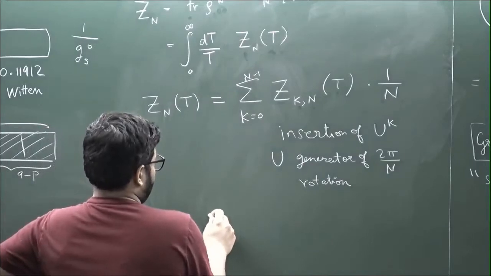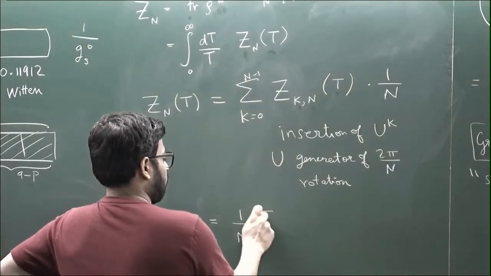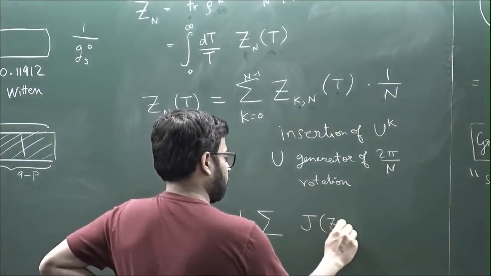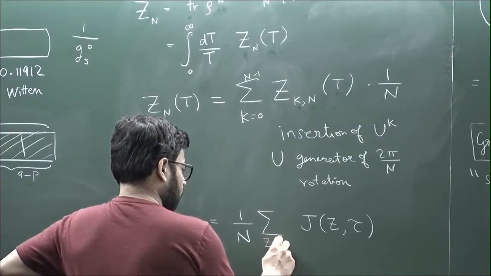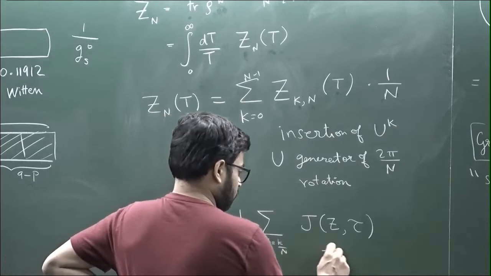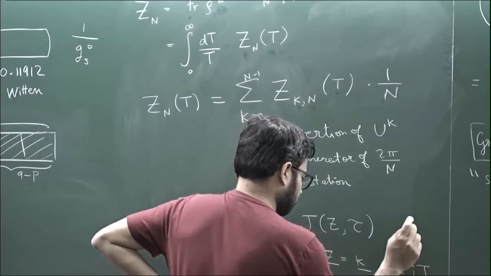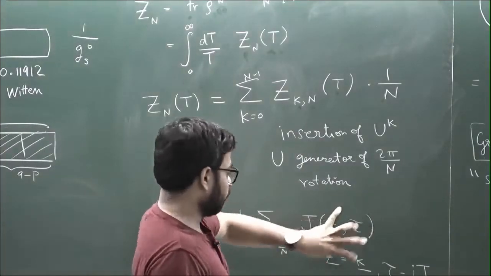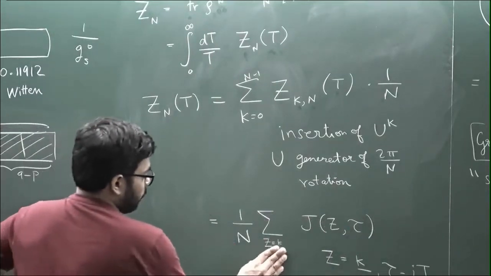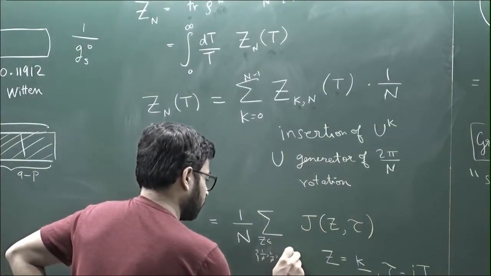Okay, and what happens is that you see this U is going to twist stuff by e to the 2 pi i k over n. So this works out to be just a function of z and tau, where z is k over n and tau is like it. This is the usual story. So we will get this function. I'm going to write down an explicit form for this function, g of z comma tau. And here we are summing over z belonging to 1 over n, 2 over n, up to n minus 1 over n.